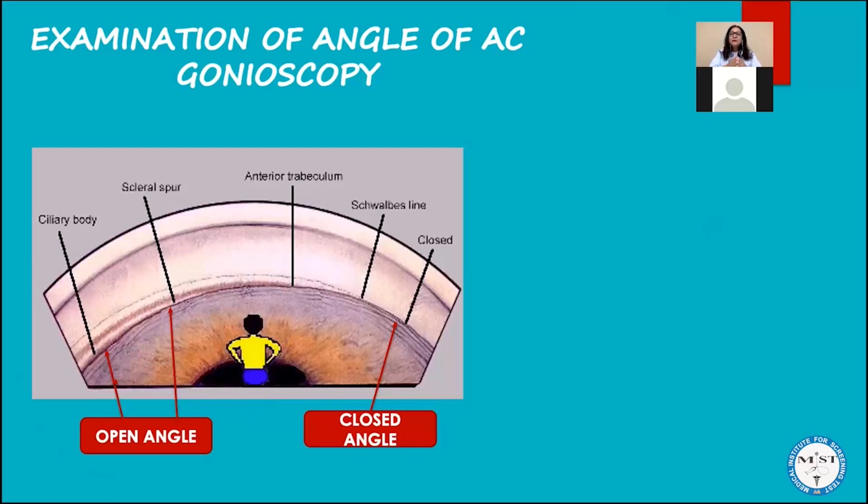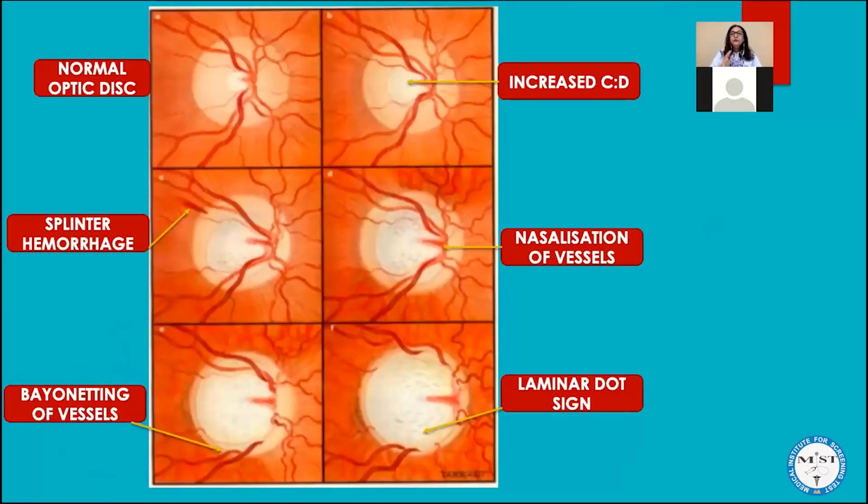So this examination helps me to classify whether this eye is having open angles or this eye is having closed angles. The third important thing is what are the changes in the optic nerve. Now we know what is there in normal optic disc. Okay, so this is your normal optic disc.